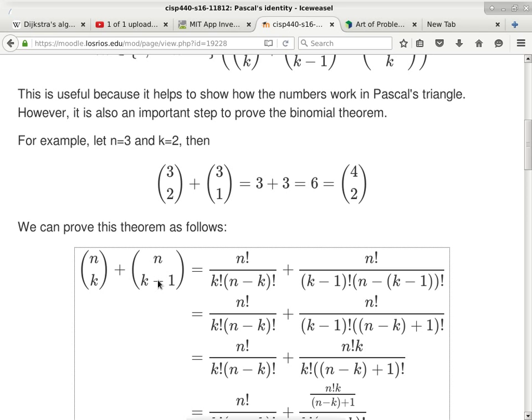Because your degree requires you to get a C out of CSIP 440.